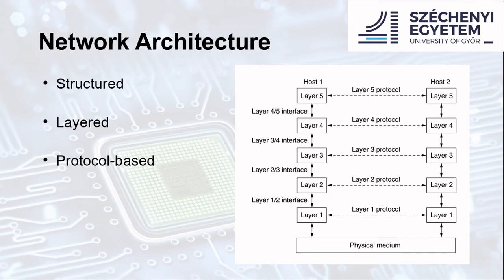The upper layers usually describe some functionalities that enable proper operation of a network. A layer can communicate with its upper and lower neighbor or with another host's layer on the same level. These same level layers can communicate owing to protocols.